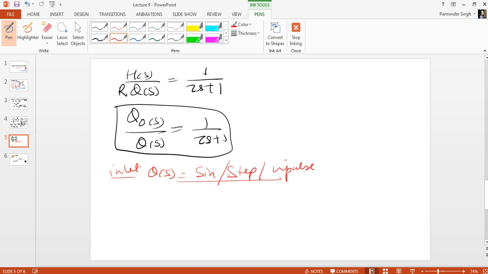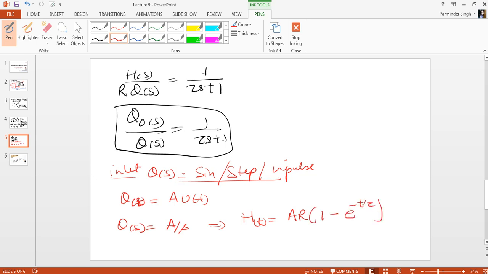Now suppose Qt varies as a step function with a u(t), so what will be Qs? Qs comes out to be a by s. So in that case what will be Ht? Ht will come out to be aR into 1 minus e to the minus t by tau. That is what we derived in the previous lecture. For any step input, how does the first order system behave? So it behaves in this way.